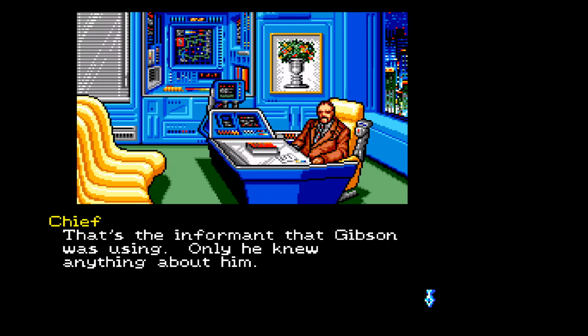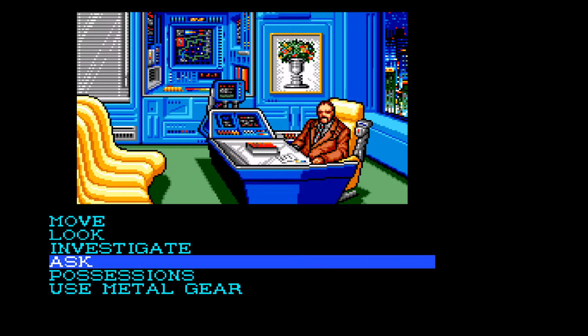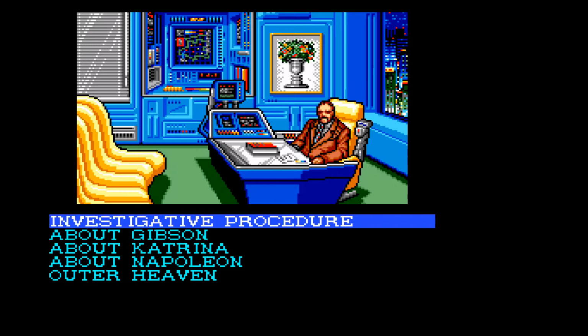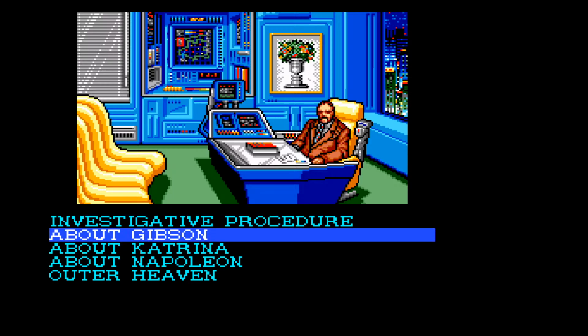That's the informant that Gibson was using. Only he knew anything about him. Yeah, that kind of voice is starting to kill my throat. I'm gonna have to get some more water if I'm gonna keep doing that. Oh, shit.